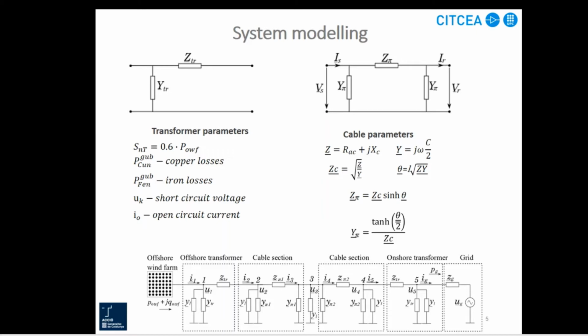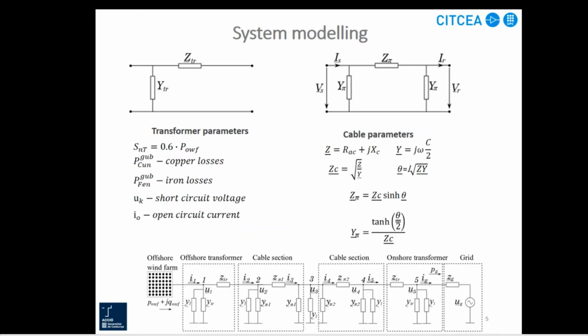The transformers are presented in the form of an admittance and impedance, which are calculated through copper losses, iron losses, short circuit voltage, and open circuit current. The preferred transformer topology is based on 2 transformers in parallel on each substation in order to increase the power export availability, and the rated power of the transformer is at 60% of the offshore wind power plant nominal power.